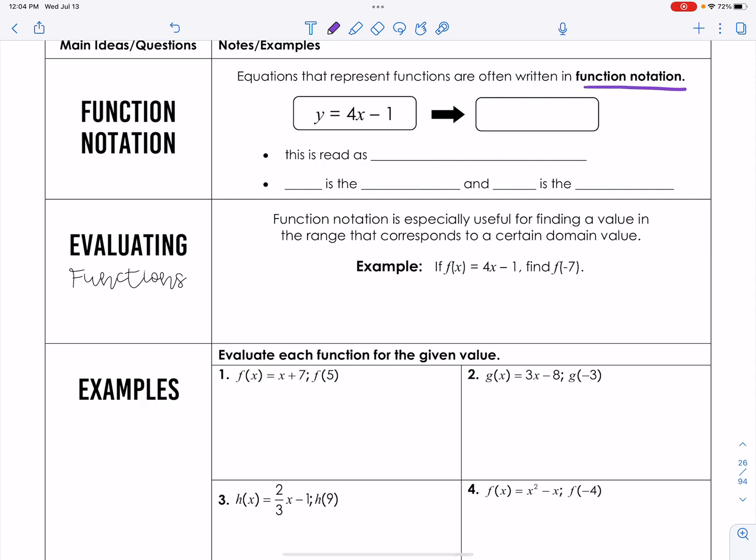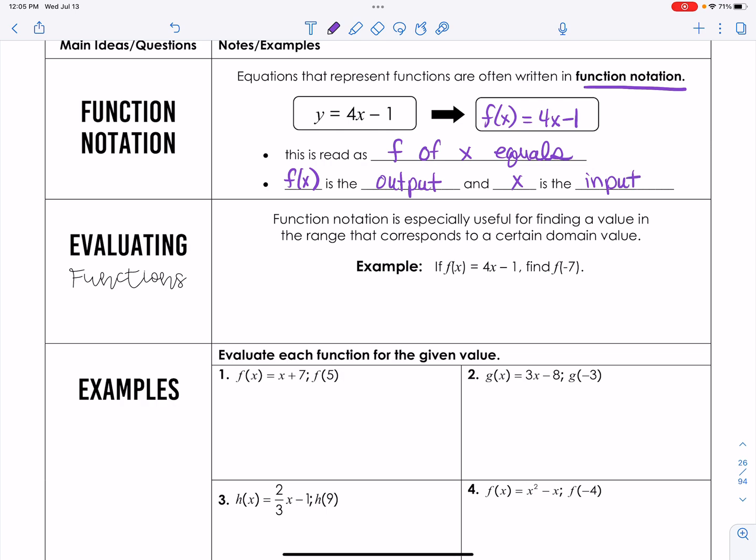Function notation is just a way of saying we know this is a function. So we're going to label it as a function, and we're going to say 4x minus 1. So we're replacing the y with an f of x. So you read it as f of x equals, okay? The f of x is the output of the function, so it's your y, and x is the input, okay?